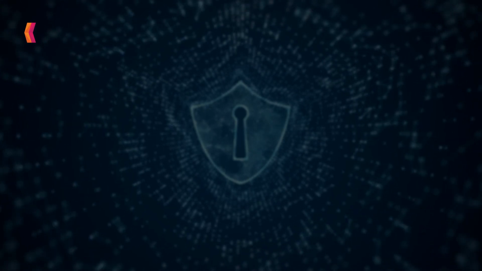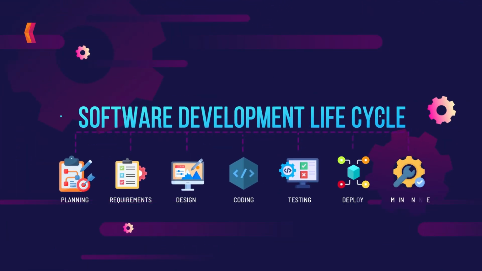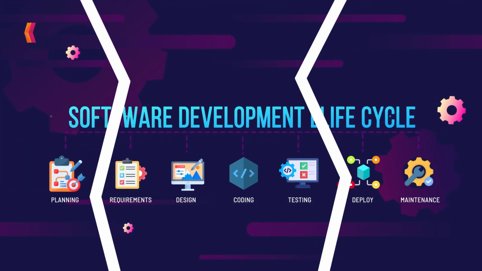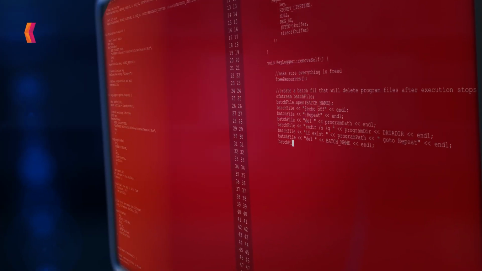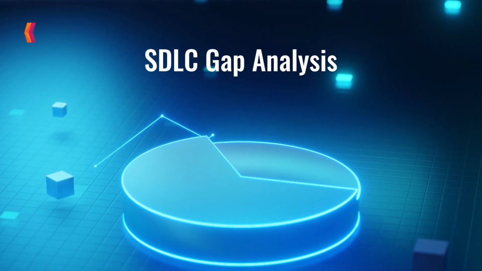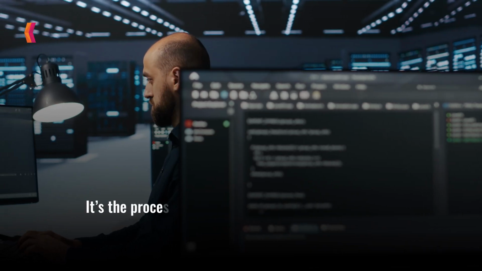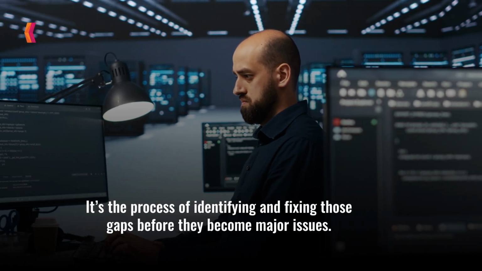It's time to secure your software development process with SDLC Gap Analysis. SDLC is the backbone of any successful software project. But what happens when there are gaps? Weak security protocols, compliance failures, and inefficiencies creep in, leaving your organization vulnerable. That's where SDLC Gap Analysis comes in. It's the process of identifying and fixing those gaps before they become major issues.